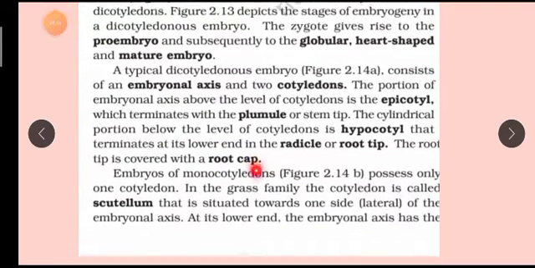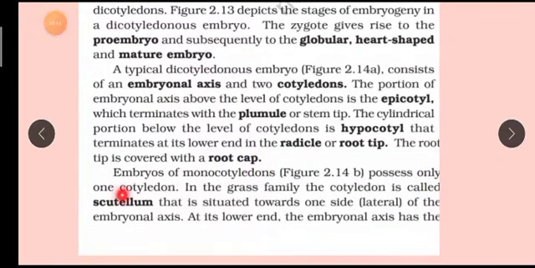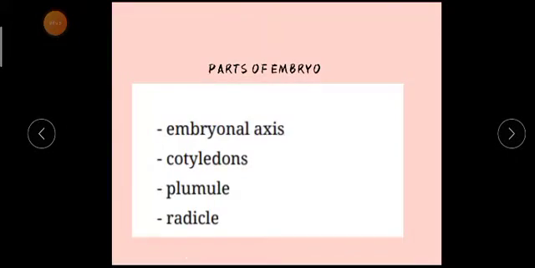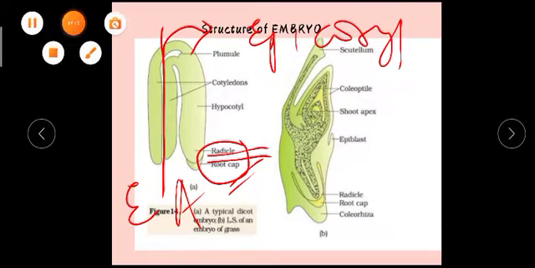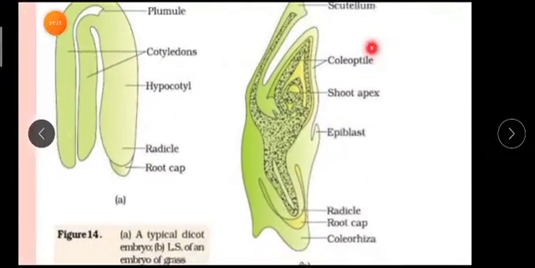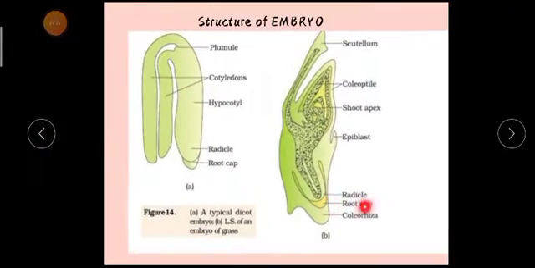Embryos of monocotyledons possess only one cotyledon. Only one cotyledon is there in embryos of monocots, as in the grass family, and there you can see only one cotyledon is present, and that is called your scutellum. That is situated on one side, lateral to the embryonal axis. So this second diagram is going to show you the structure of a monocot embryo. So this is your monocot embryo.